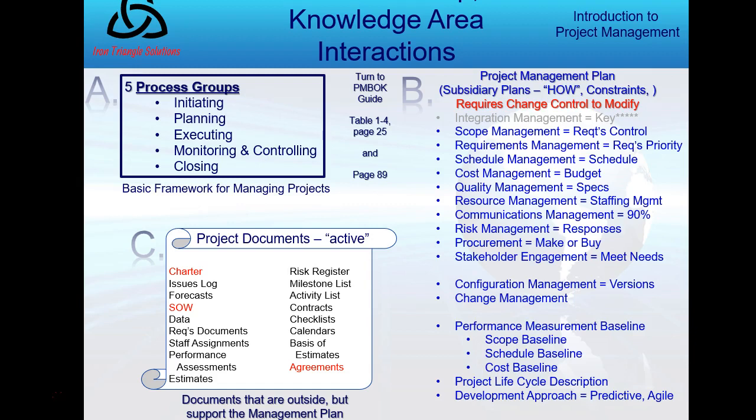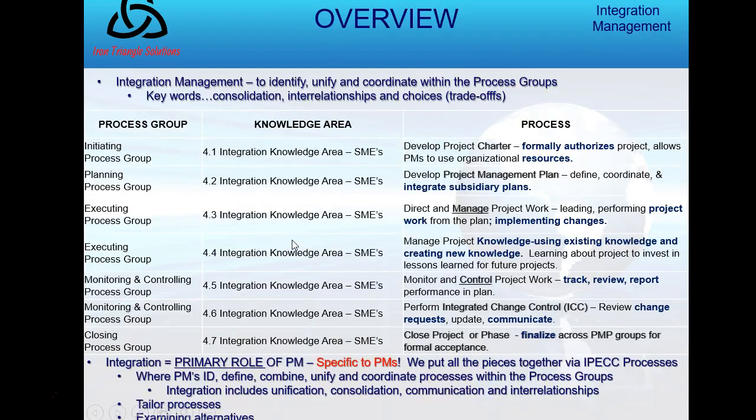Okay, so there's A, the process groups integrating with B, the knowledge areas to create this project management plan, and the project documents that I will use. Now, the overview of integration management involves 7 processes, and these 7 processes define what I do. If you're looking on page 25 of the PMBOK guide, those across the top in integration management, those processes allow me to manage the entire process group.